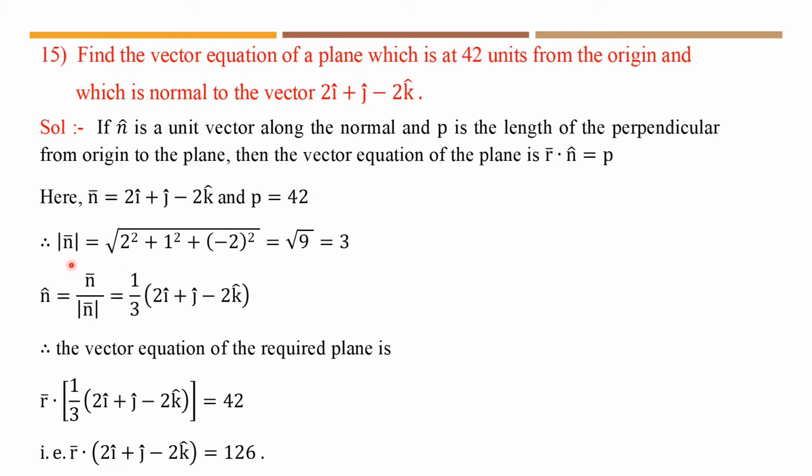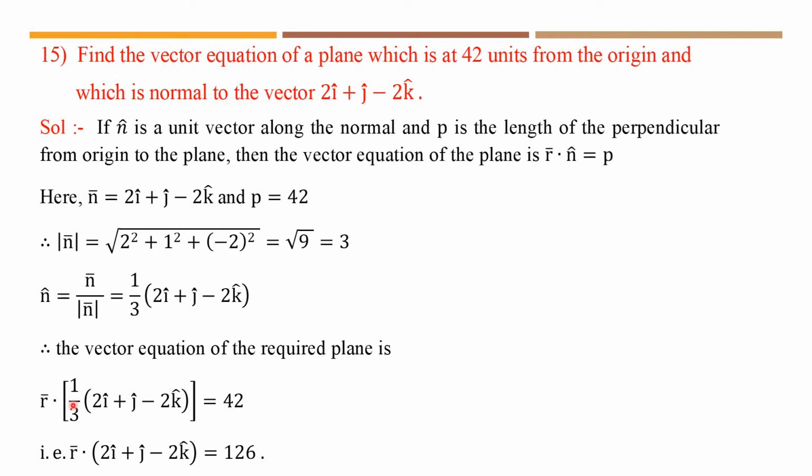We have to find the magnitude of n bar, that is root of 2 square, the coefficient of i square, plus the coefficient of j square, that is 1 square, plus the coefficient of k square, that is minus 2 square, equal to root of 4 plus 1 plus 4, equal to root of 9 equal to 3. Hence n cap equal to n vector divided by magnitude of n, that is 1 divided by 3 into 2i plus j minus 2k. Then the vector equation of the required plane is, put the values in this formula.